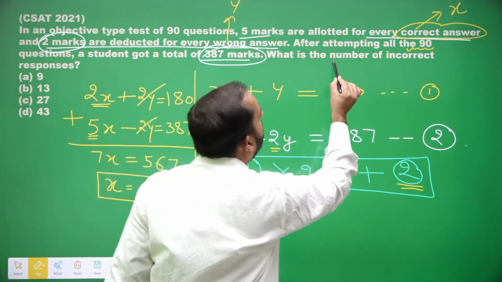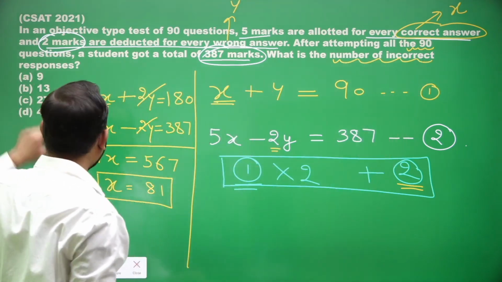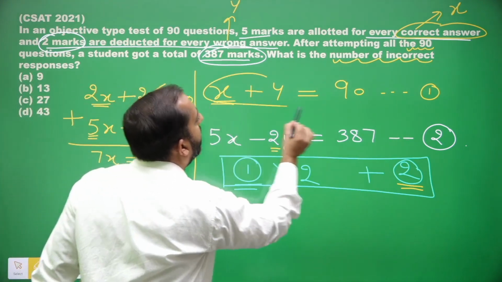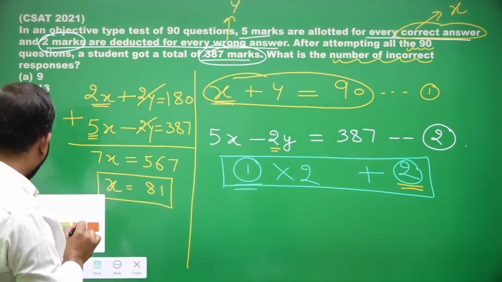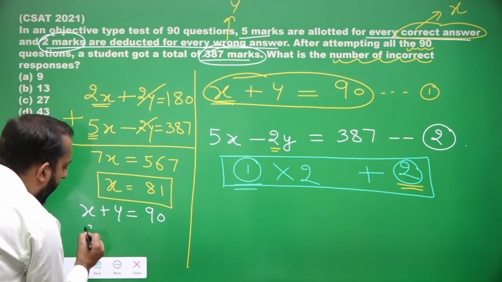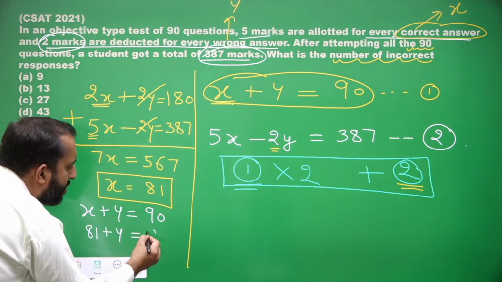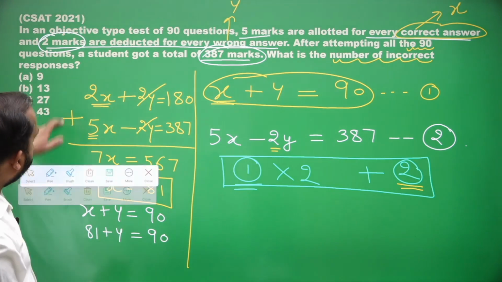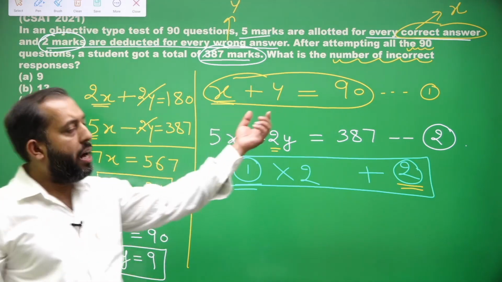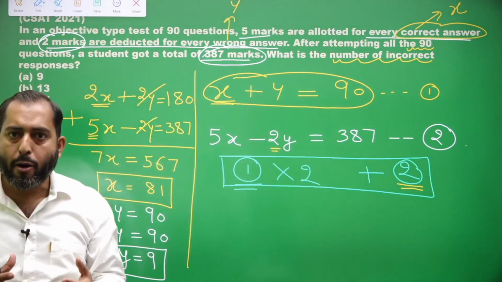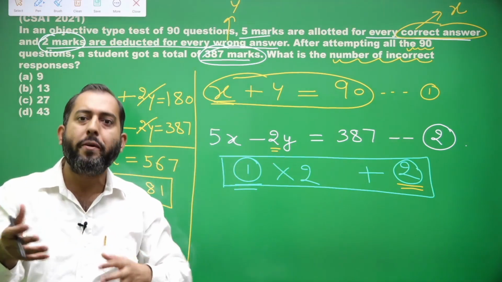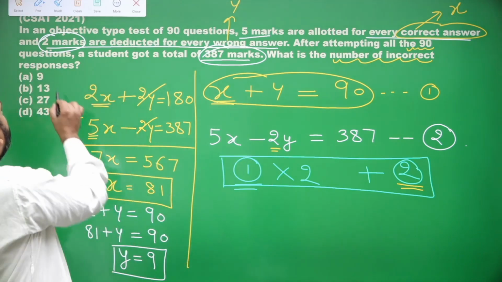What are we looking for? We are looking for the number of incorrect answers, or number of incorrect responses. I already know that x plus y is 90. So in this equation, x is 81, plus y equals 90, which means y should be equal to 9. On the other hand, 90 is the total number of problems attempted. Out of 90, 81 are correct answers, so the remaining 9 should be incorrect answers. Hence the answer is option A.